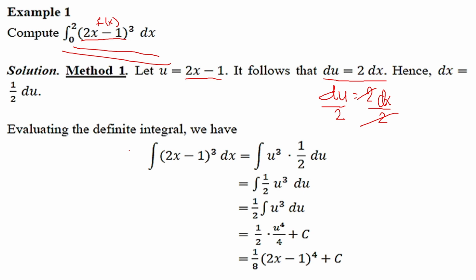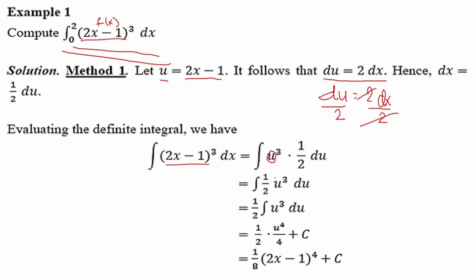So, let's evaluate the definite integral we have. So, as you can see here, the definite integral of (2x minus 1) cubed dx is equals to the definite integral of u cubed times 1/2 du. Saan natin nakuha yung ating u? Dito po sa ating 2x minus 1. Ito po yan, ang ating f of x. Saan natin nakuha ang 1/2 du? Dito po sa ating na-solve na 1/2 du. Okay?